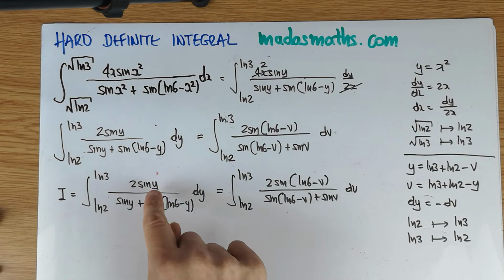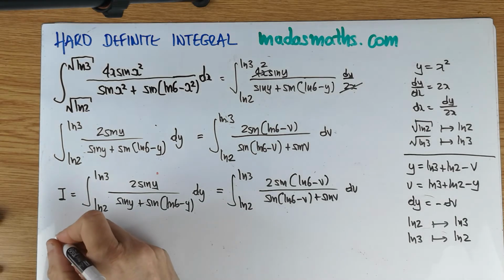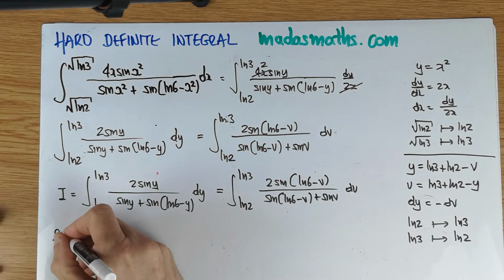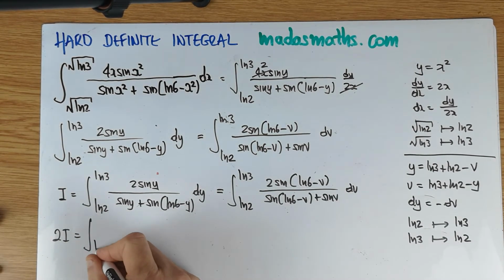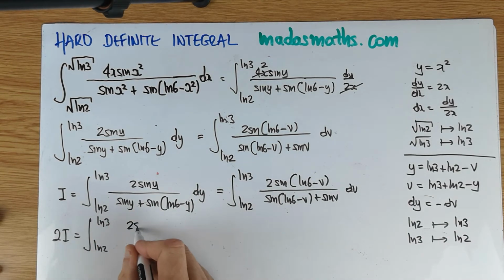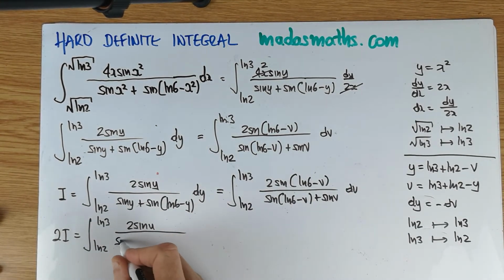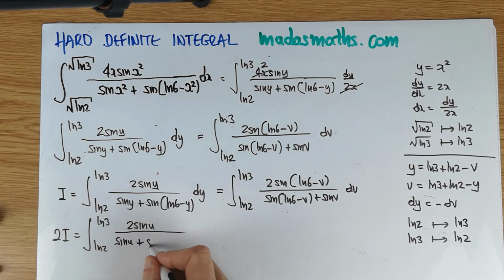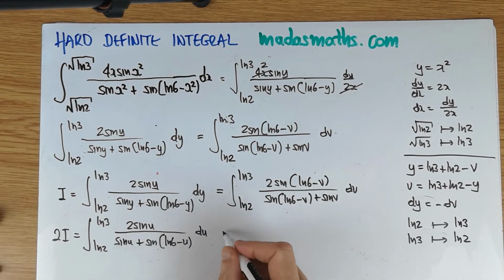So I can call everything in x, let's say capital X, or I can use u. Probably I'll use u. So I can say, you know what? 2 lots of my integral is equal to the integral from log 2 to log 3. So everybody's happy, it is 2 sine u over sine u plus the sine of the log of 6 minus u du. I'm using u instead, it's no problem.